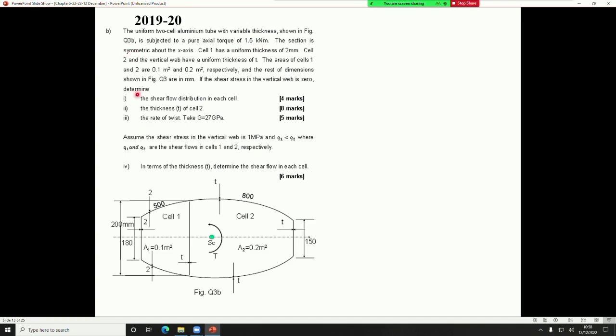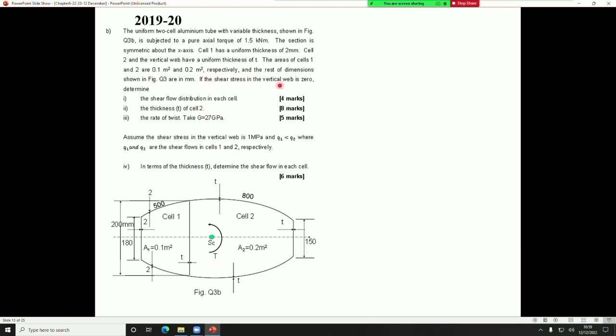The section is symmetric about the x-axis. Cell 1 has a uniform thickness of 2 millimeters, so the left cell has the same thickness all over. And cell number 2 and the vertical web have a uniform thickness of T. It means T is unknown for us. So this is T all over here, so T is unknown. The areas of cells 1 and 2 are given, 0.1 meters squared and 0.2 meters squared. And the rest of the dimensions are shown, obviously, in millimeters.